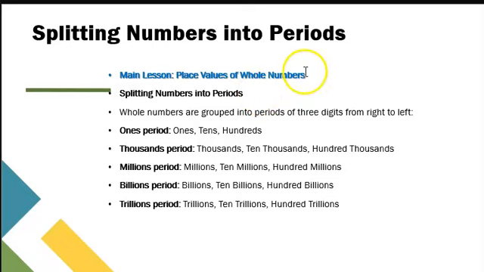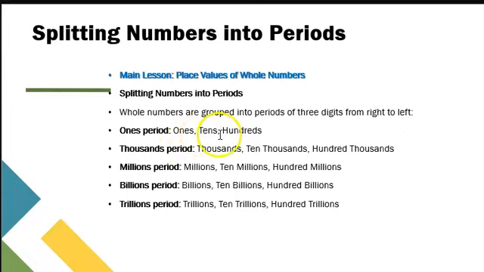Splitting numbers into periods. Very good. Main lesson: place values of whole numbers, splitting numbers into periods. Whole numbers are grouped into periods of 3 digits from right to left. We have period 1, period 2, period 3, period 4, and so on. For the ones period, there are 3 places. We have ones, that's the units; some call it the units or the ones place.